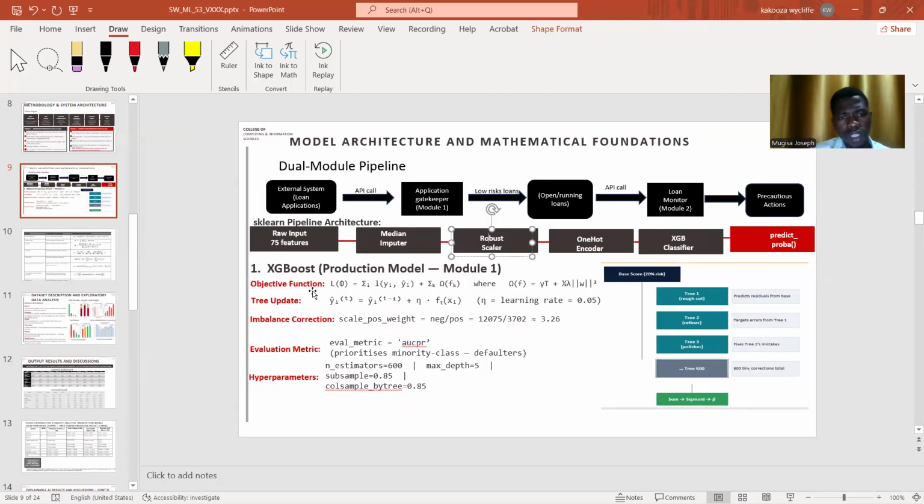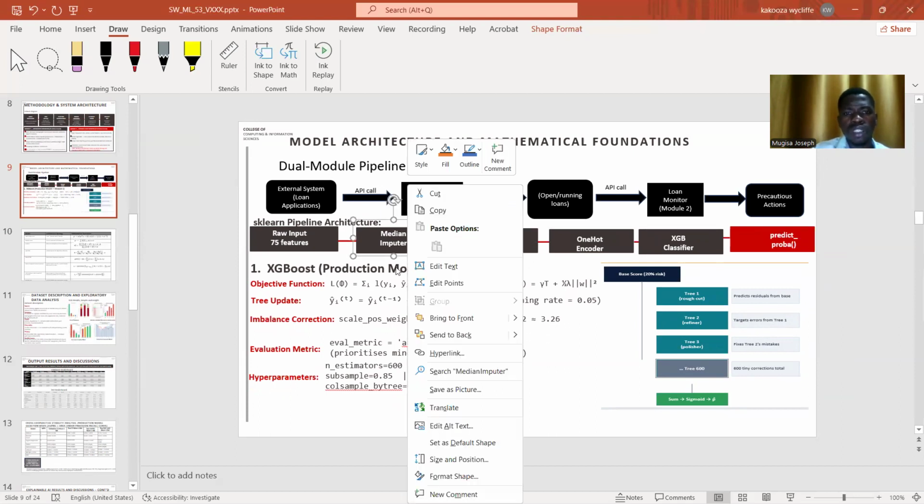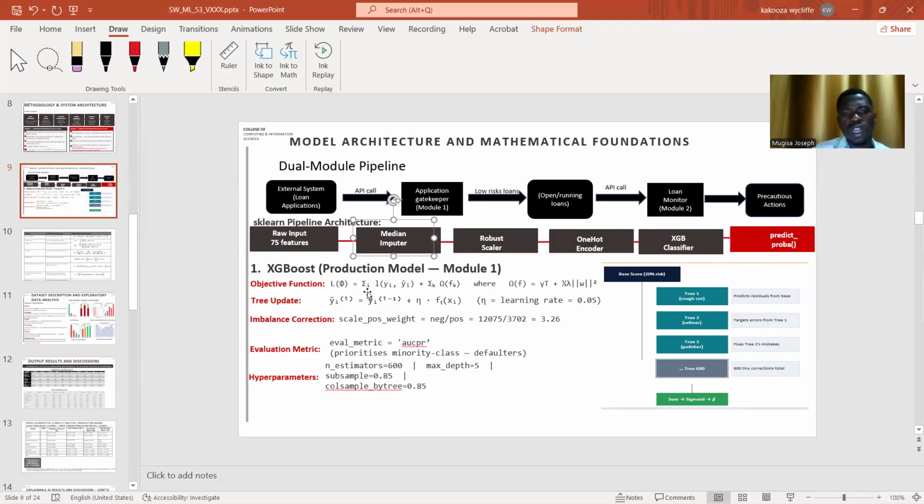And then this is the mathematical foundation, whereby we have the objective function. The objective function being the goal of the model, but the model is not only aiming at being accurate, but also it's aiming at being efficient. So that's why the regularizer comes in, whereby it penalizes for every tree that is being created using the lambda and the gamma.